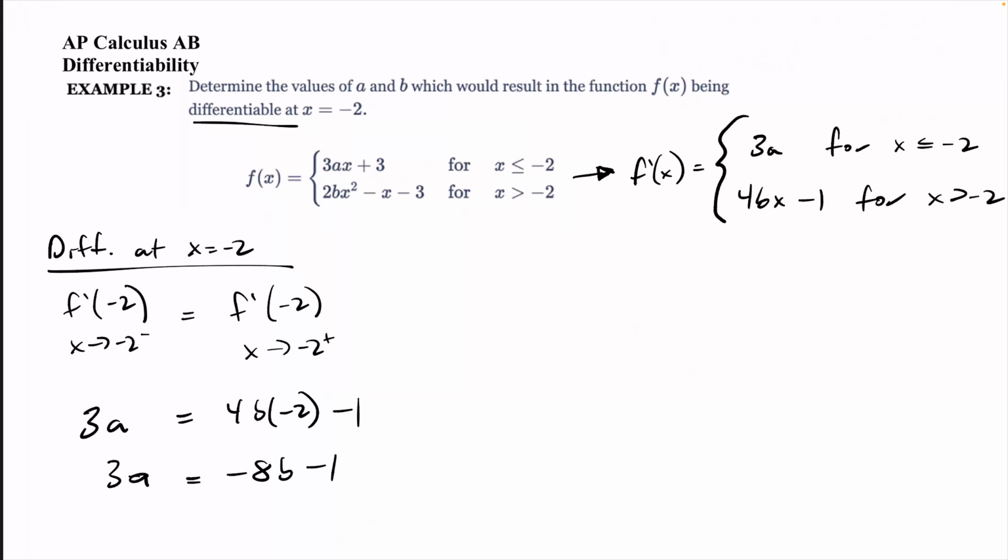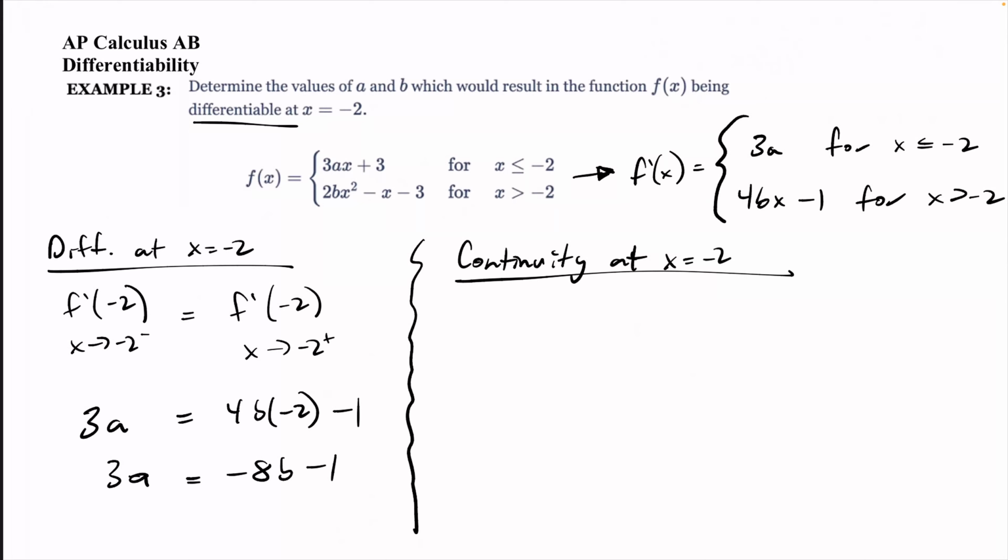But that doesn't help us solve what a and b are. If you remember from the last chapter, we need two equations that we could do elimination with. So where are we going to get the other equation? Differentiable, because if it's differentiable, it's going to be continuous. Okay? If it is differentiable, it's going to be continuous. So let's track continuity at x equals negative 2.